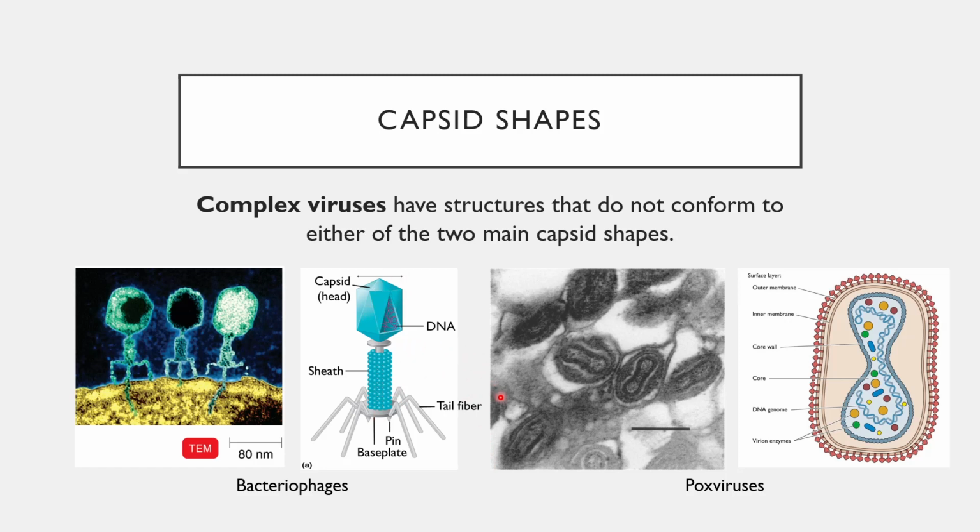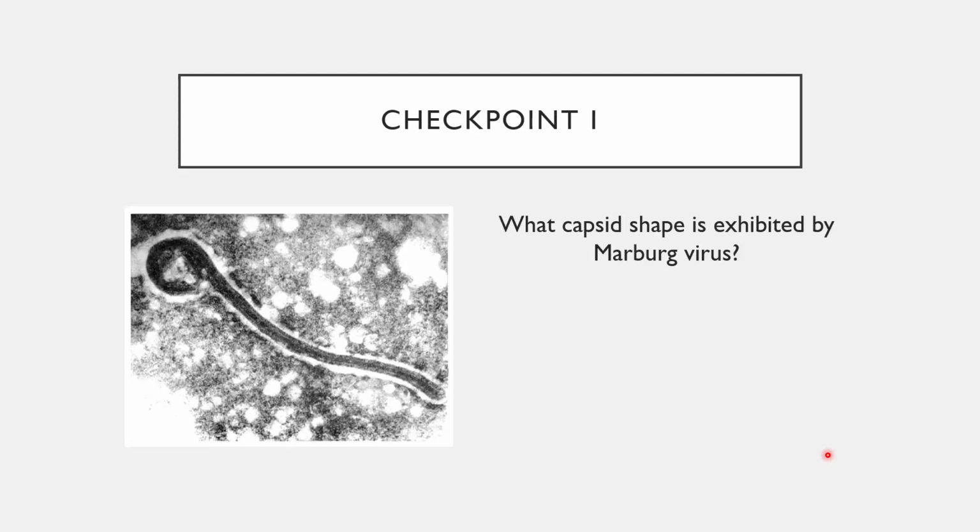Pox viruses over here clearly have a capsid shape that does not resemble either the helical or the polyhedral structure of a capsid. So in our first checkpoint, I want you to put that information to the test by looking at this electron microscope image of Marburg virus and tell me what capsid shape do we see here.